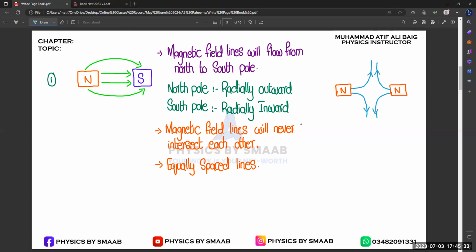And both are again moving in outward direction, because we know that they will intersect each other. So they will repel when they are very close to each other. And from the back side, we know that it is radially outward. So again, it is moving in radially outward direction, right?